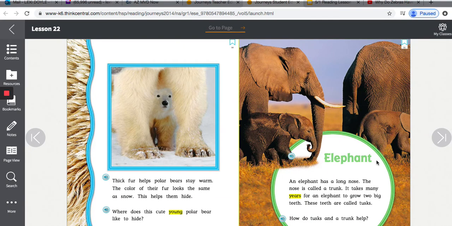Elephant. An elephant has a long nose. The nose is called a trunk. It takes many years for an elephant to grow 2 big teeth. These teeth are called tusks. How do tusks and a trunk help? Go ahead and turn and talk to the person next to you about how do tusks and a trunk help elephants.